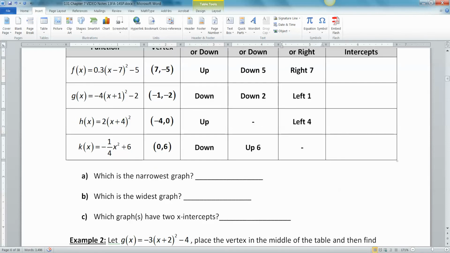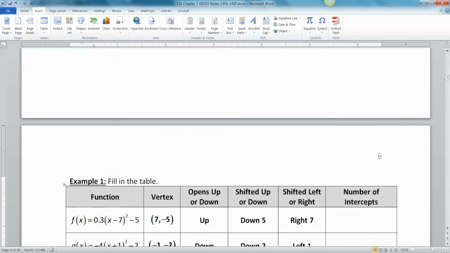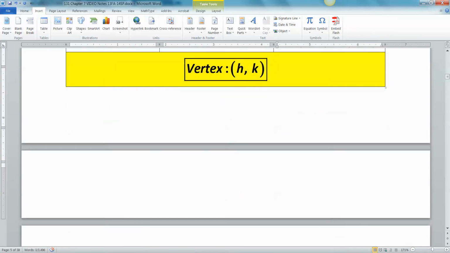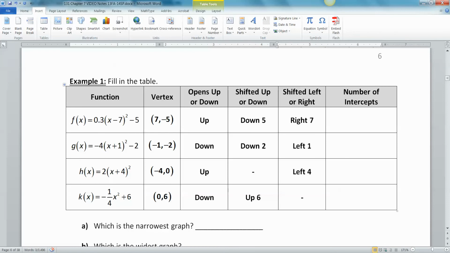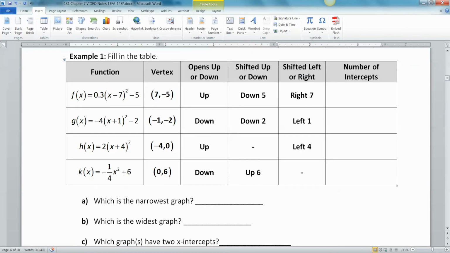All right, so let's go down here and look at which was the narrowest of the graphs, f of x, g of x, h of x, or k of x. Well, the narrowness depends on how big your a is, the absolute value of a, for example. So of those four numbers, which has the largest absolute value? Well, that would be g of x, right?